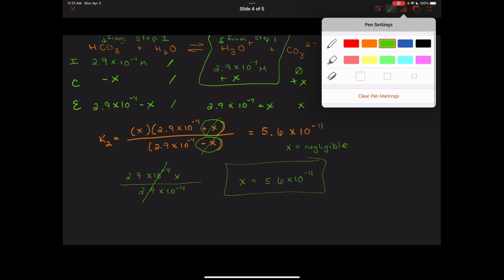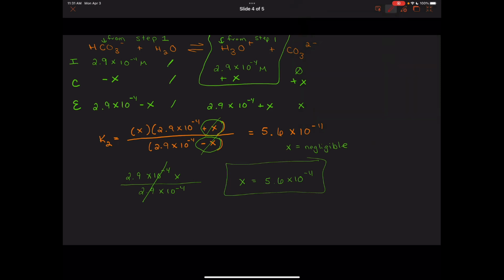Always, we take that x and plug it back into our ice table. So plugging it back in, my HCO3 minus, I round back to my appropriate significant figures, and I'm going to have 2.9 times 10 to the negative fourth. My hydronium, again, I can add x to this, I round to my appropriate significant figures, and you can double check this on your calculator: 2.9 times 10 to the negative fourth molar. And then my CO3 2 minus is 5.6 times 10 to the negative 11th molar.